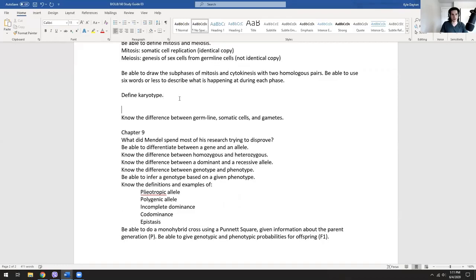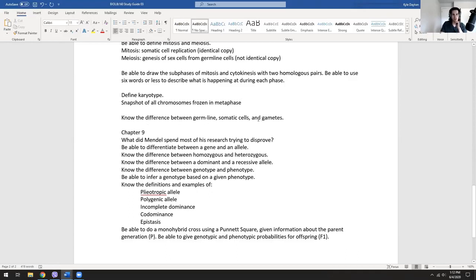Define karyotype. It's going to be a snapshot of all chromosomes frozen in metaphase. And this is usually what we'll do when we're taking an early genetic analysis of an embryo. We'll get their karyotype to see, okay, do they have any missing chromosomes? Do they have too many of any chromosome?